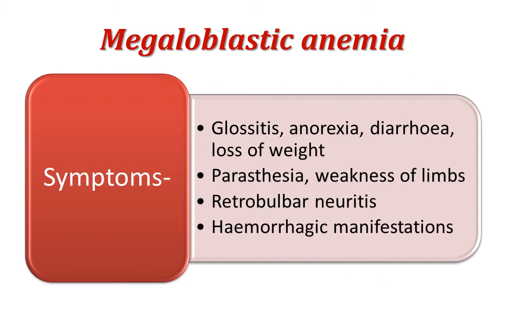The symptoms of megaloblastic anemia are glossitis, anorexia, diarrhea, loss of weight, paresthesia, weakness of limbs, retrobulbar neuritis, and hemorrhagic manifestations.